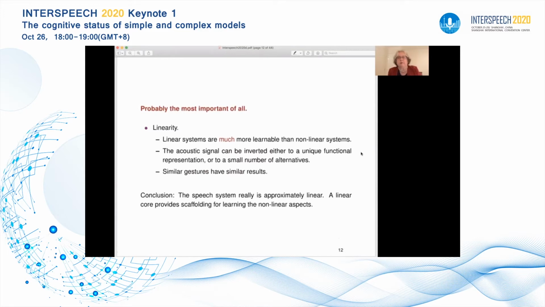But I think the most important thing of all is the fact that they used a linear approximation. So linear systems are much more learnable than nonlinear systems. This means that the acoustic signal can be inverted either to a unique functional representation or to a small number of alternatives, and similar gestures have similar results. So it turned out that the acoustic system is not really linear, but I think it is actually approximately linear. And this linear core provides scaffolding for learning the nonlinear aspects.